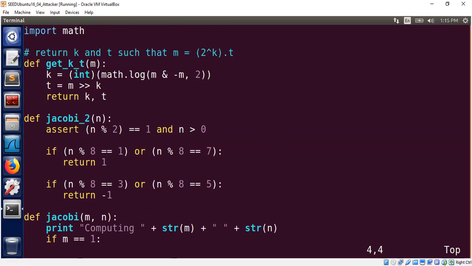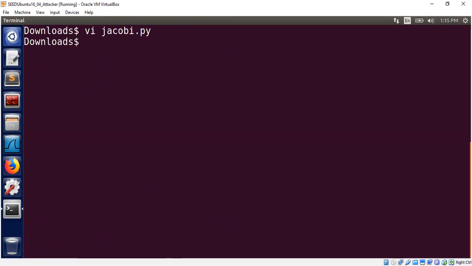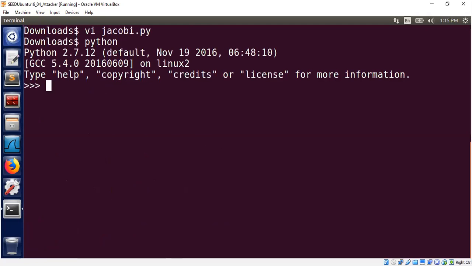All right, so we have the basic code in place. Now let's play with the Jacobi symbol and see whether we can understand the insights. Okay, I'm going to import into Python, from Jacobi import star, and I will do some very basic computation. For example, I will take my p, the prime factor p, to be 5, or let's take a simple q to be 7.